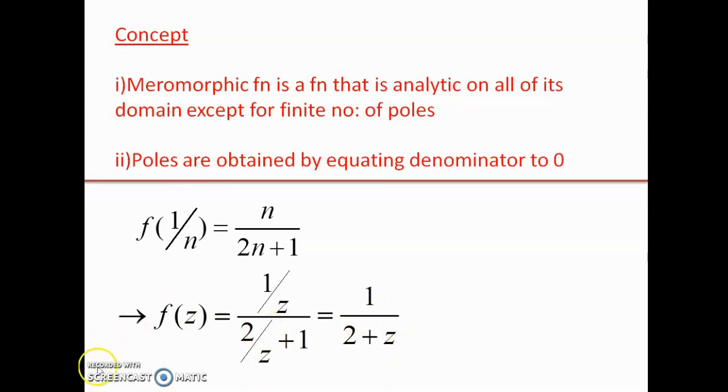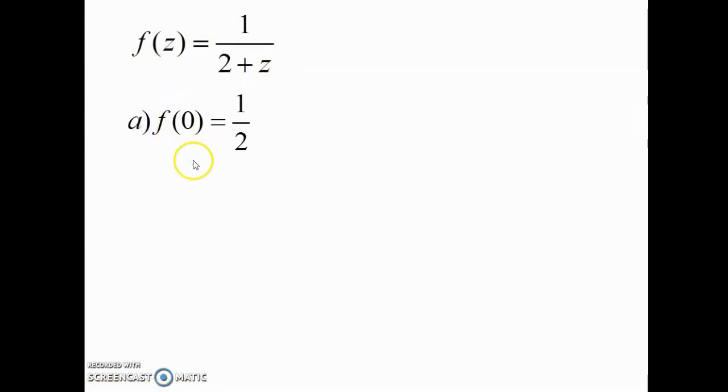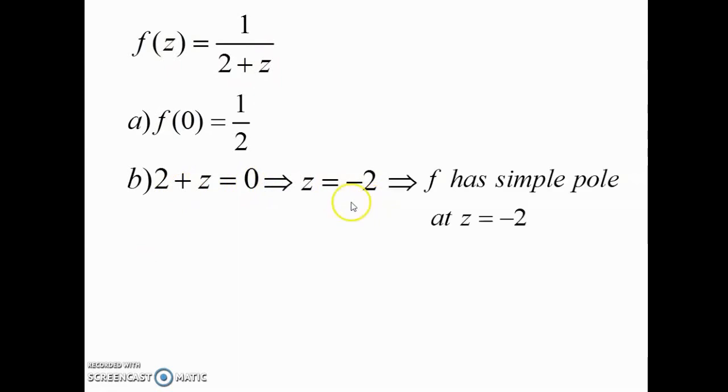So the first option is asking the value of f of 0. Instead of z, replace it as 0. So we'll get f of 0 is equal to 1 by 2 plus 0. Therefore, f of 0 is equal to 1 by 2. Similarly, the next option is asking for the poles of f of z. So we'll check its denominator. 2 plus z equal to 0. This implies z is equal to minus 2. Therefore, f has a single pole at z equal to minus 2.